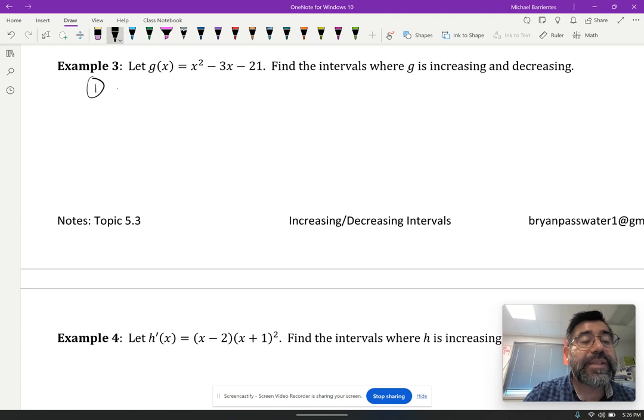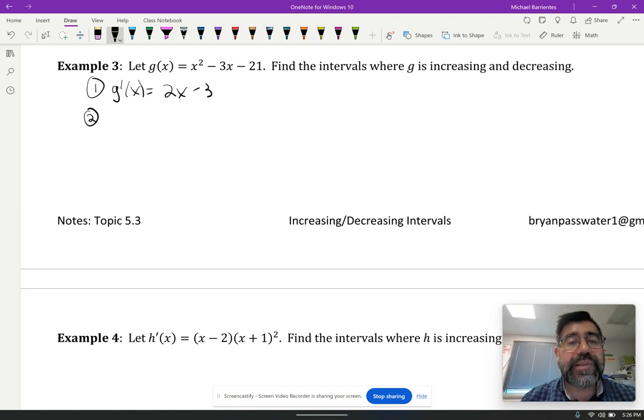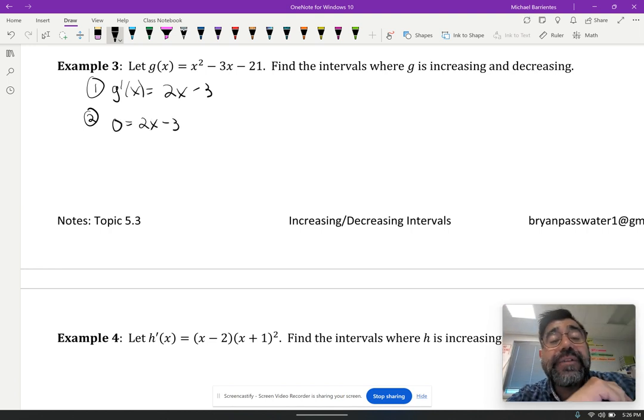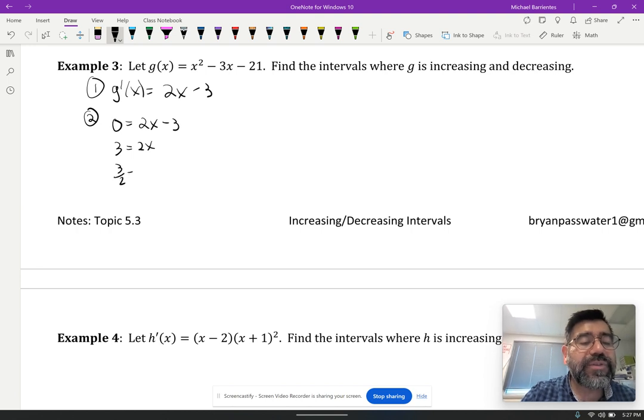Step one, take the derivative. 2x minus 3. Step two, find the critical points. How do we find the critical points? By setting the derivative equal to zero or undefined. But as I'm looking at this derivative, that's a linear function. Linear functions are not undefined, so I'm going to set it equal to zero and work off of that to find the critical point. Add this over, divide by 2, and so 3 halves or 1.5 is my critical point.